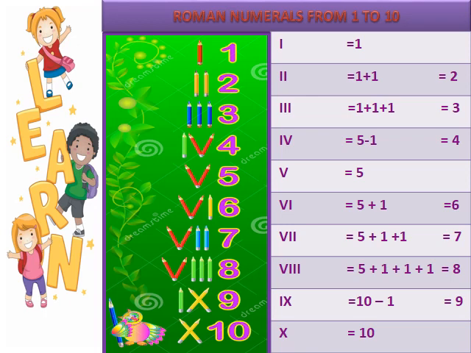VIII means 5 plus 1 plus 1 plus 1 is equal to 8. IX means 10 minus 1 is equal to 9. And X stands for 10. So children, please repeat with me. I is equal to 1, double I is equal to 2, triple I is equal to 3. IV is equal to 4, V is 5, VI is 6, VII is 7, VIII is 8, IX is 9 and X is equal to 10.